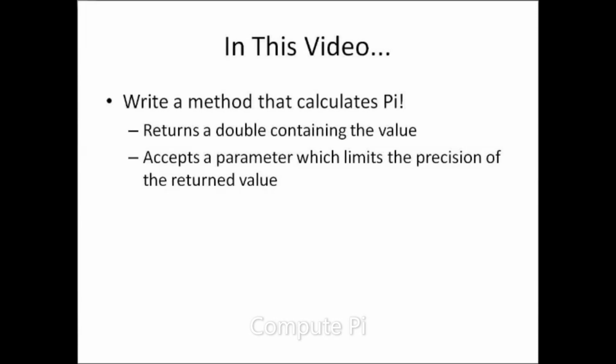In this video we're going to write a method that calculates pi. So we're going to have a method and it's going to return a double which contains the value of pi. Now our method is also going to have a parameter which limits the precision of the return value. For example, if we only need pi down to 2 decimal places, then we can pass in a parameter which limits that to 2. Or if we need a very high precision value for pi, we can pass in a larger number. So with that, let's get started.